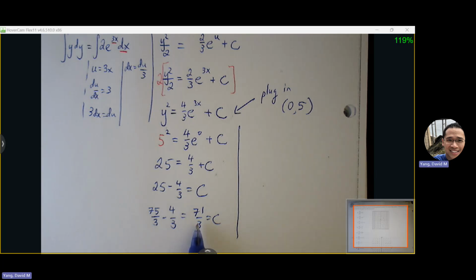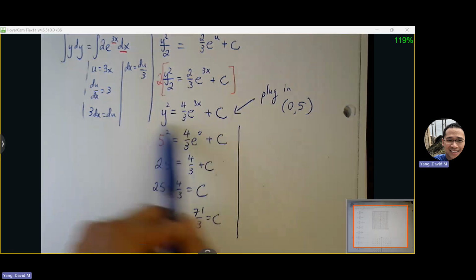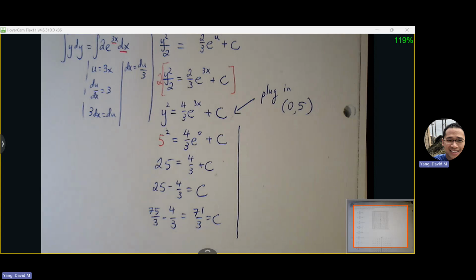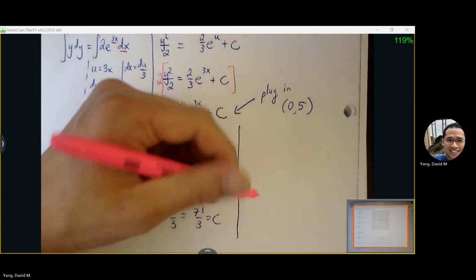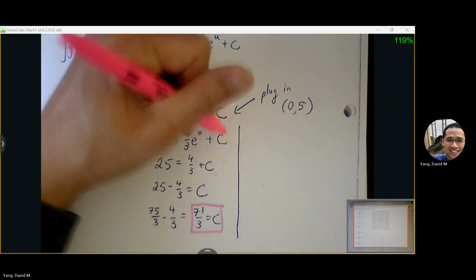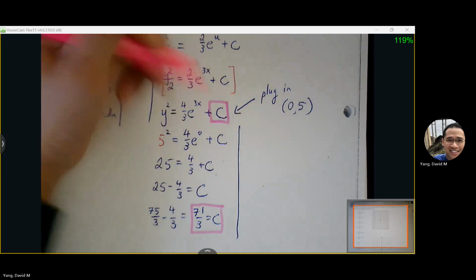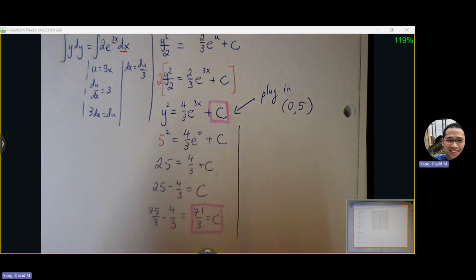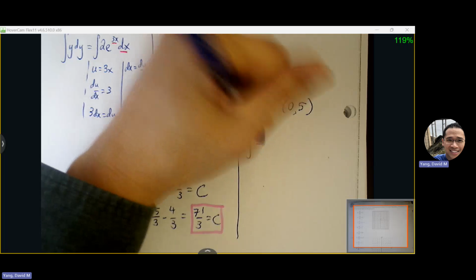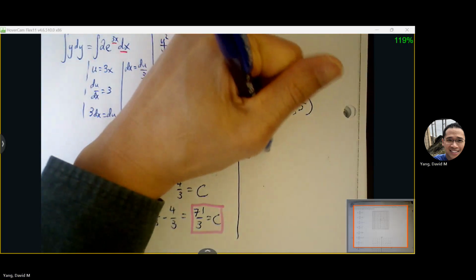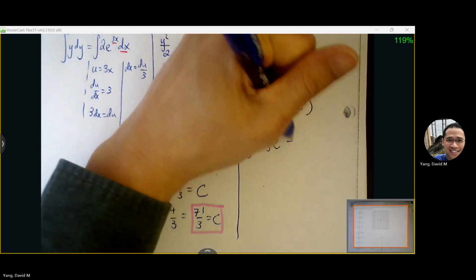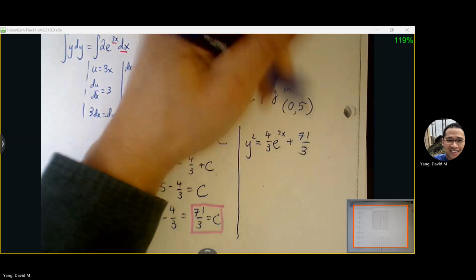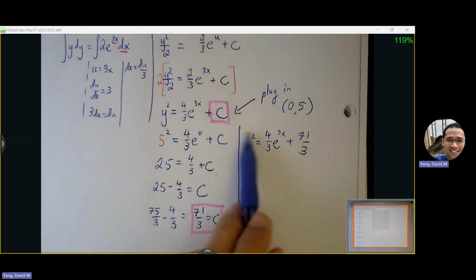So I have my c value. I'm going to update my equation with the c value that I just found. Now I can make my way down to y. My final step is to take the square root.